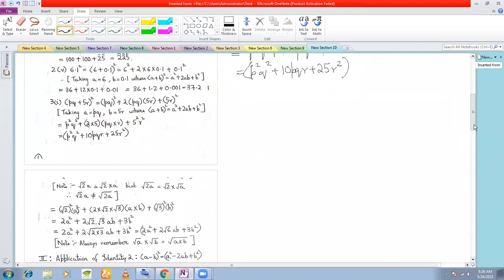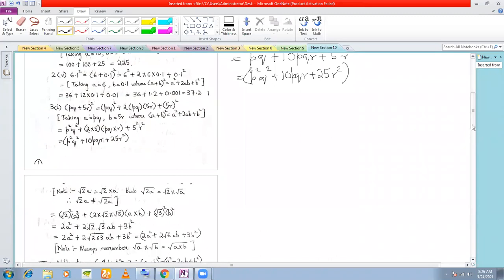Okay, we now move on to the next one, which is question number 3 part 3. It's not visible on your screen, but this is the question. Find the following squares. So this is root 2a plus root 3b, whole square. Now see here, I have a root 2a. Consider this as my a and this entire thing as my b.